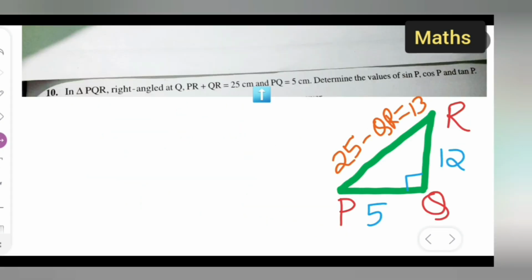And take down question number 10. In triangle PQR. So here the triangle PQR is given to you all. Right angled at Q. Here it is right angled at Q.